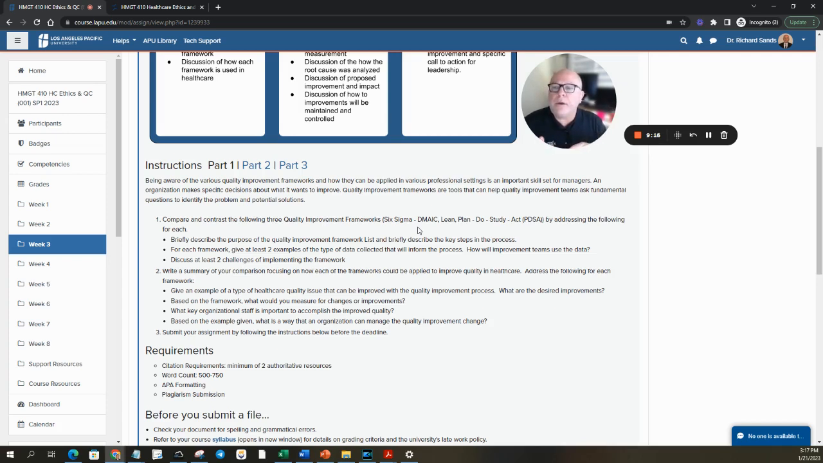Okay. For each framework, give at least 2 examples of the type of data collected that will inform the process, and how improvement teams use the data. Like I said, a lot of these frameworks are data driven. So what kind of data do you need? And then discuss at least 2 challenges in implementing the framework.